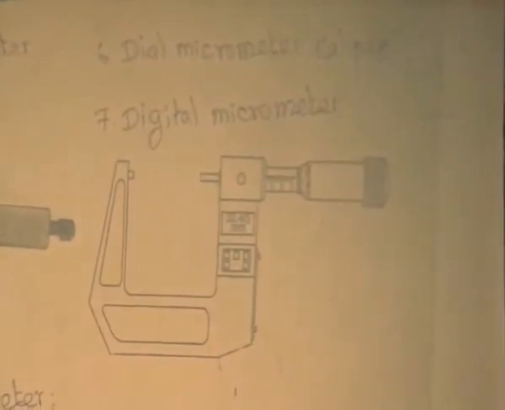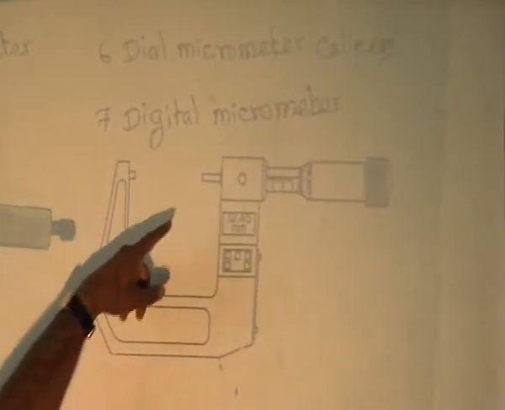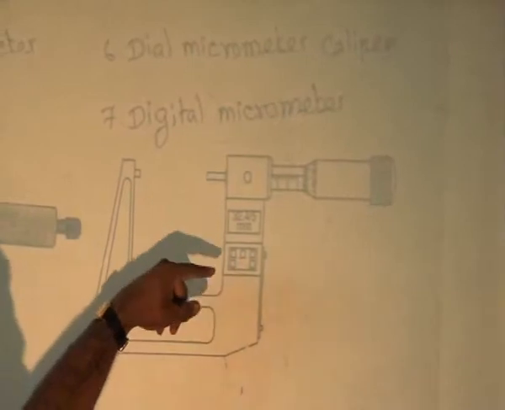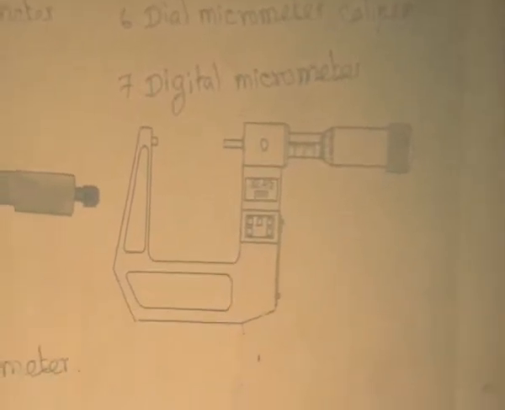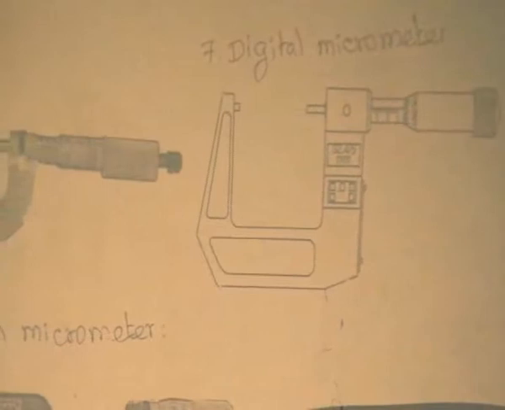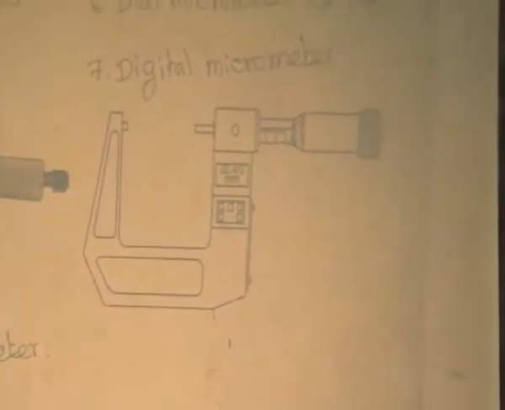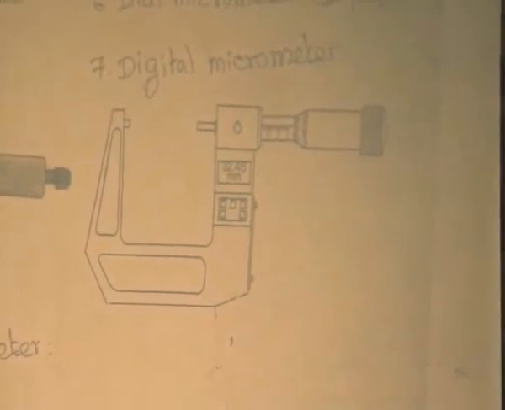And the next one is the digital micrometer. In the digital micrometer, the display value is in digital form. The digital display is used to give the value with accuracy, that is the main thing. So the digital micrometer is mostly used to get the accuracy of the component.